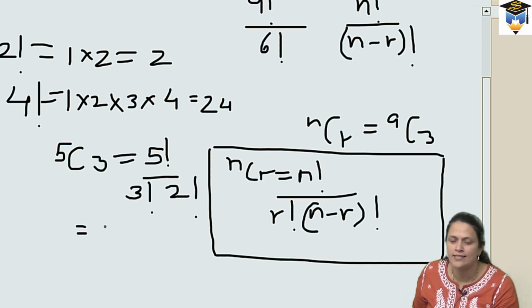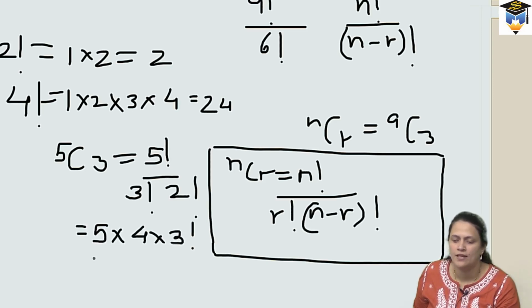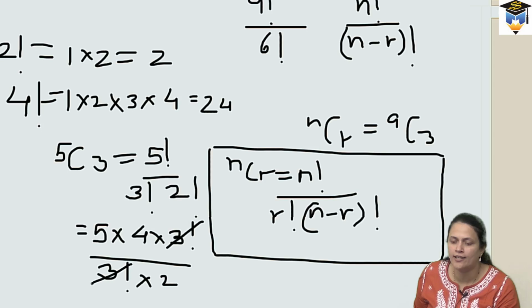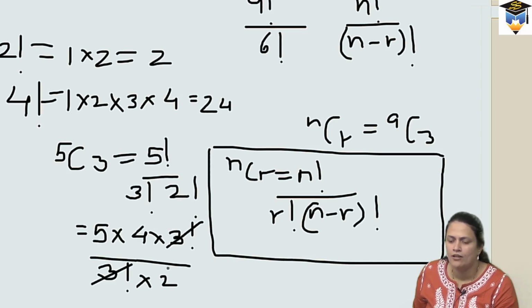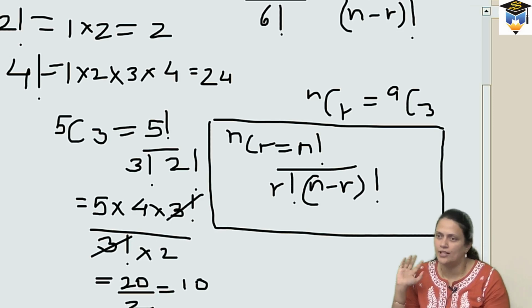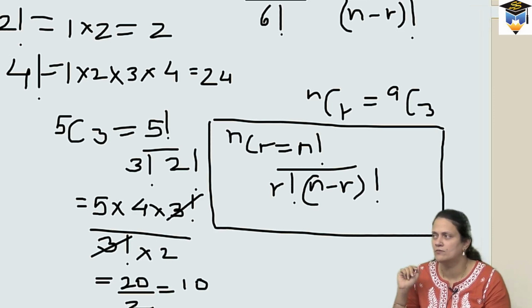So now this I am going to solve. I am going to write this as 5 into 4 into 3 factorial upon 3 factorial, and what is the value of 2 factorial? So this 3 factorial and 3 factorial will get cut. 5 into 4 is 20. 20 divided by 2, answer is going to be 10. Correct? Please write this down, everyone.